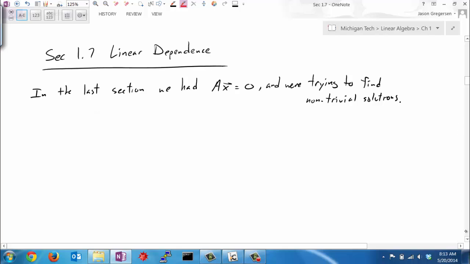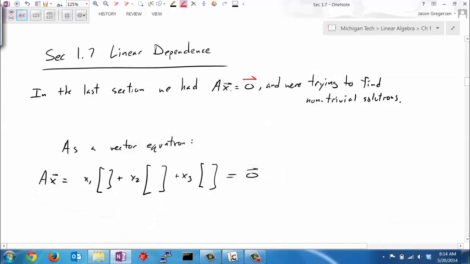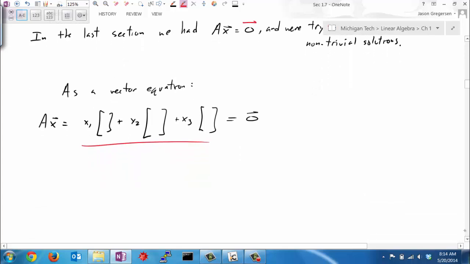All right, so hopefully you went through the reading. I really like the way they started this section and kind of frame it in terms of what we've been doing. In the last section, we talked about homogeneous equations. These equations, AX equals 0, and that should be the 0 vector here. And we were trying to find non-trivial solutions. But we can think about that also in terms of its vector equation. That's the same thing as saying AX equals 0 is saying that x1 times some vector, which is the column of A, plus x2 times the next column, so on and so forth, equals 0. That's really the same statement.